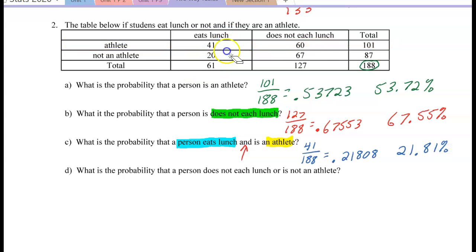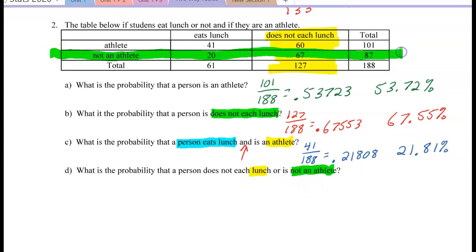And number 2, we're looking for the probability the person does not eat lunch. So does not eat lunch. That would be these yellow numbers that I've highlighted. And is not an athlete. That would be this row. Because the word connecting here is the word or, I'm interested in every one that's kind of highlighted. So I'm interested in these 20, these 67, and those 60.